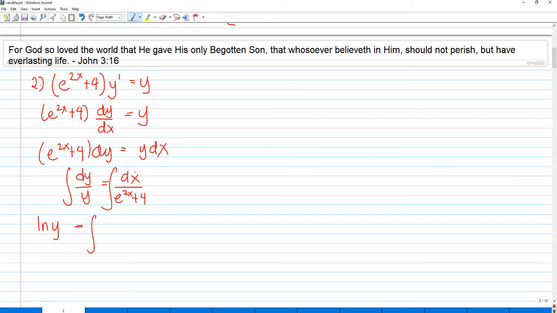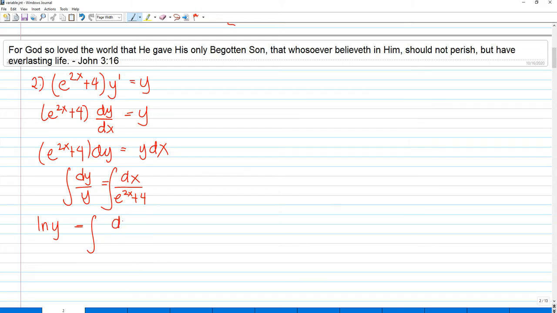But for this integral, you might be thinking, how are we going to solve this integral? This can be a tricky one. You might be tempted that it is an arctan, but it's not, because if we choose u as e raised to x, the derivative of that is 2e raised to 2x. So we don't have an e term here in our numerator. So we cannot use u substitution.